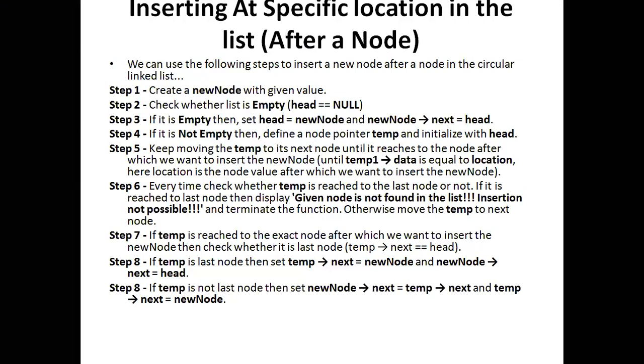I have to move the temp to its next node until it reaches the node after which we want to insert the new node. So, ma'am, how will I find that node? Either they will give you the position, or they will tell you the node which holds the data 12. After that, you insert. They may tell it that way.